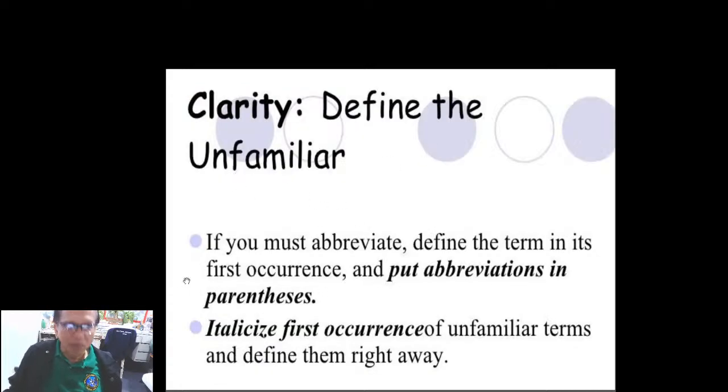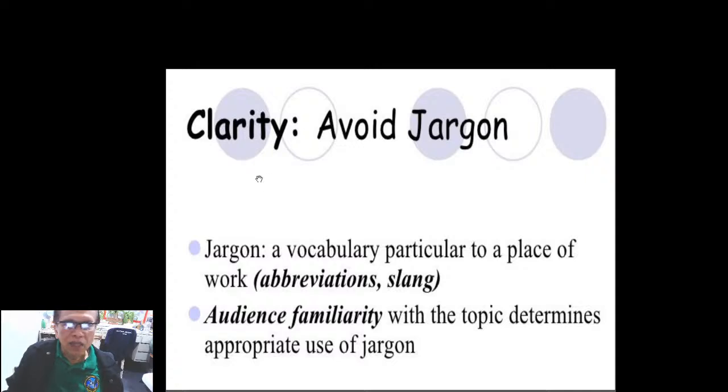Clarity: define the unfamiliar. If you must abbreviate, define the term in its first occurrence and put abbreviations in parentheses. Italicize the first occurrence of unfamiliar terms and define them right away. Kunyari, sasabihin mo na PISAMP. Dapat i-mention mo muna yung buo: Philippine Society of United Master Plumbers, open and close parenthesis, PISAMP. So, dun sa susunod, pwede mo nang i-mention ang PISAMP kasi alam na, na-mention na sa unahan na yung PISAMP ay Philippine Society of United Master Plumbers. So, ganun yun.